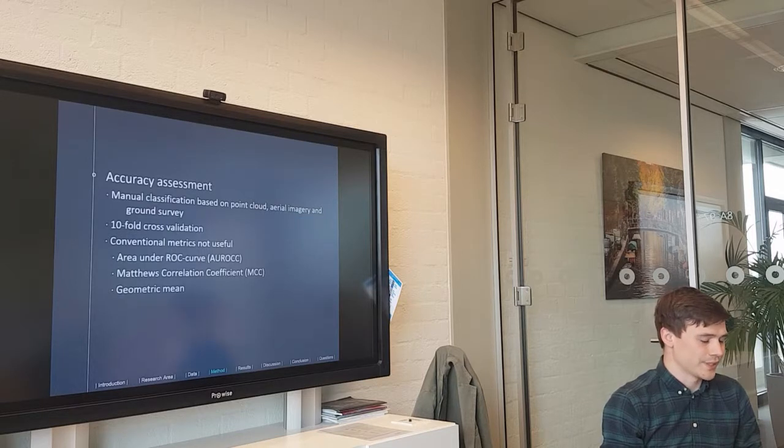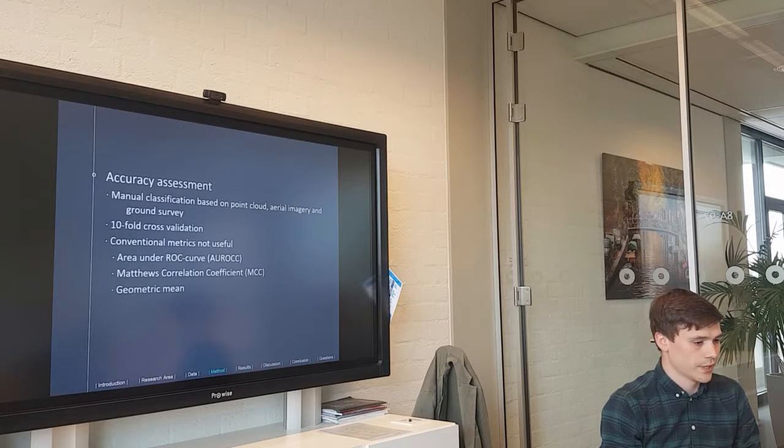But the ones I found in literature that are useful for imbalanced data sets were the area under the ROC curve, which tells a bit about how well the two classes can be separated, the Matthews correlation coefficient, which says something about the correlation between the predicted classes and the observed classes, and a geometric mean, which is the mean of the producers' accuracies of the two classes.